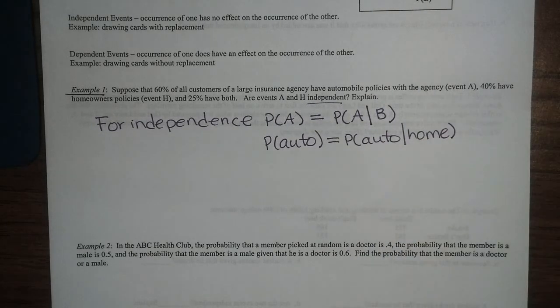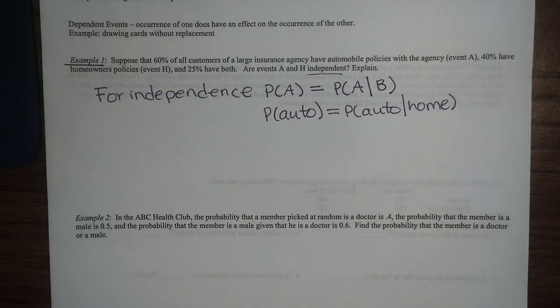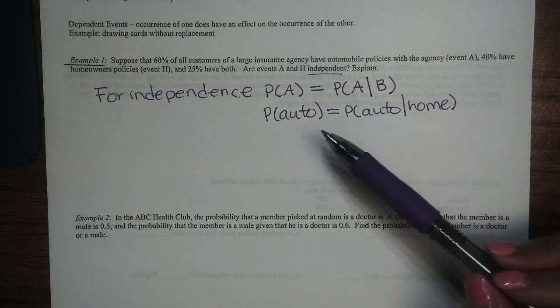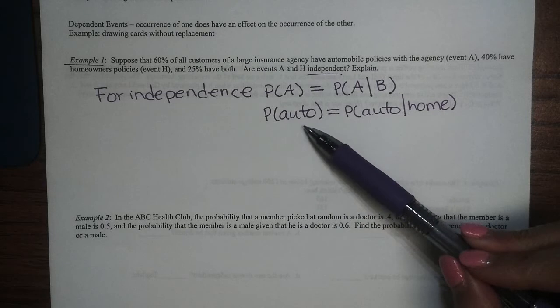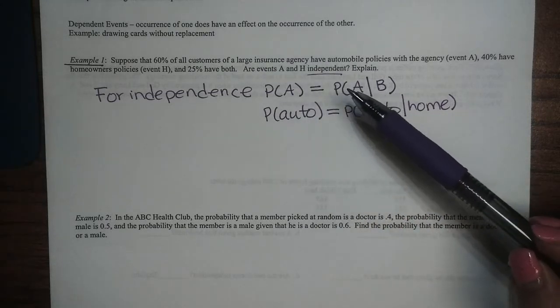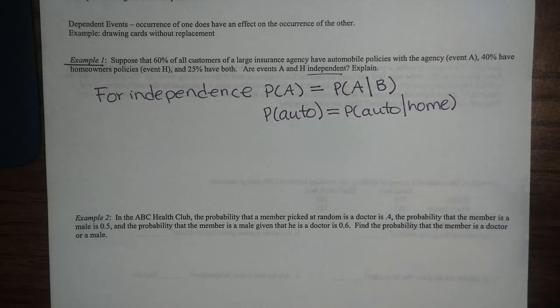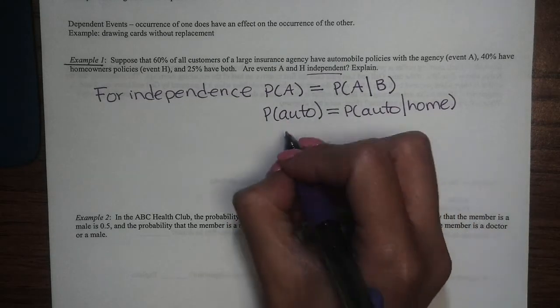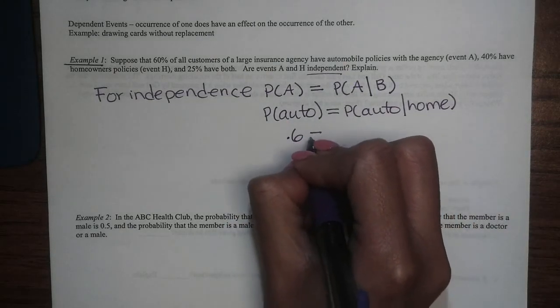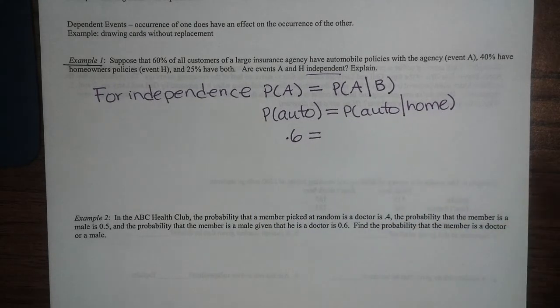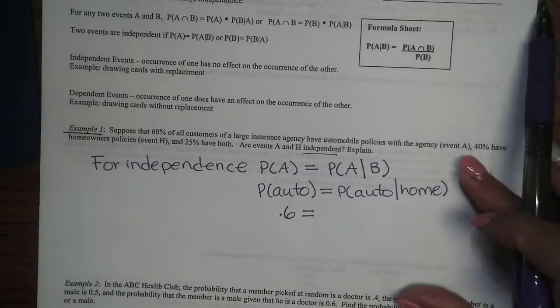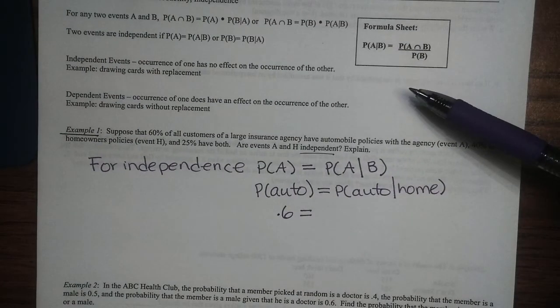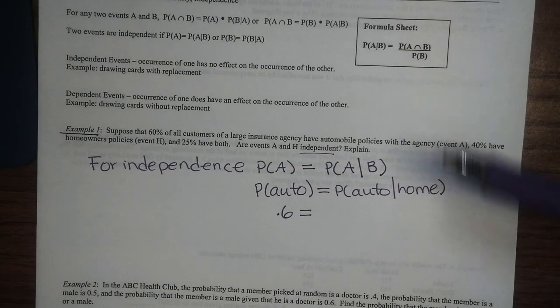So again, that's still part of the proof. Now we're going to fill it in. Find the probability of a person having an automobile policy, and the question tells you 60% of customers have an automobile policy. So this is going to be 0.6 equals, okay, here's where we're going to need a formula sheet, or the formula that's given at the top. That's actually a formula that's on the formula sheet, so I will give it to you on tests and quizzes.